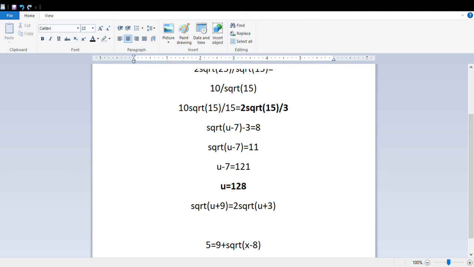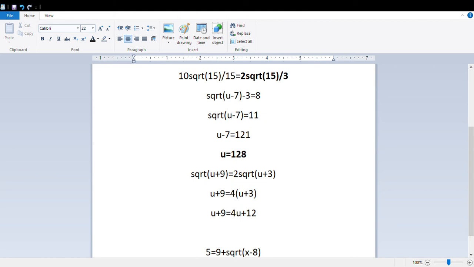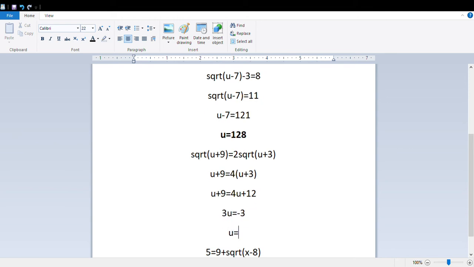So now we have a situation where the square root's on both sides. So obviously here you'd square both sides. So your square root of u plus 9 is just u plus 9. Whatever you do to one side, you do to the other, according to past units. So 2 square root of u plus 3 squared would be 4 times u plus 3. So from here you'd have u plus 9 is equal to 4u plus 12. From here, you guys should know how to do this. So 3u is equal to negative 3. So u is equal to negative 1. Alright guys.